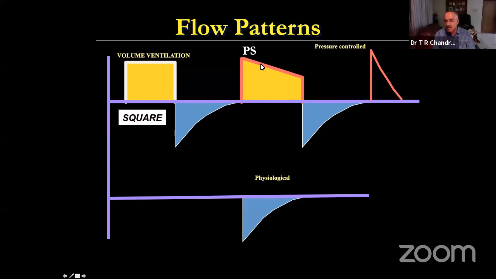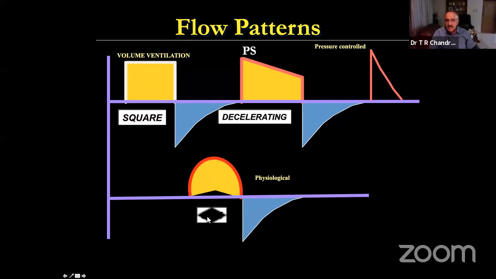But whenever you say it is a pressure mode, you remember there will be a decelerating flow. This is how it looks. When you stand somewhere and you see a decelerating kind of flow versus time pattern, you should know it is some pressure mode. That should be your analysis. When you see a square wave, you should say the patient is on a volume mode. And physiologically, when you breathe, it will be a sine wave. This is how it looks.